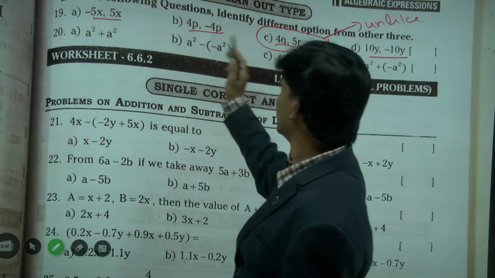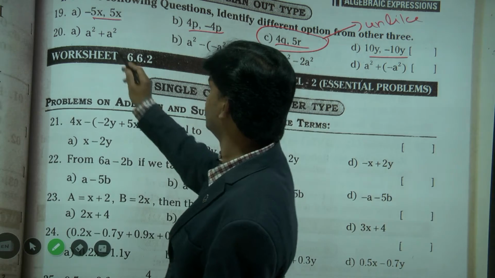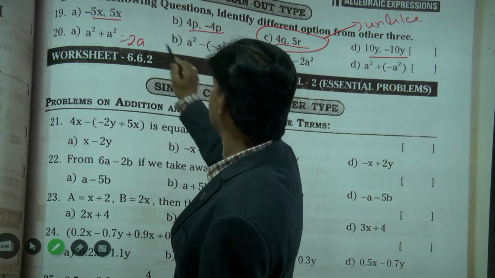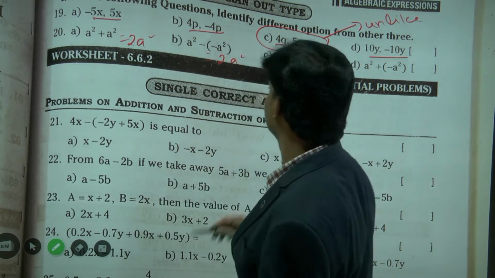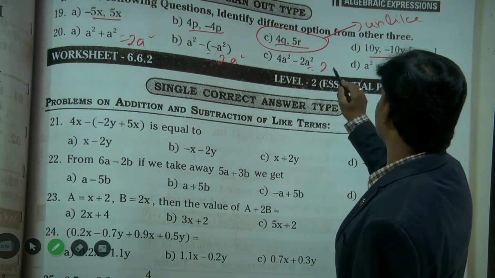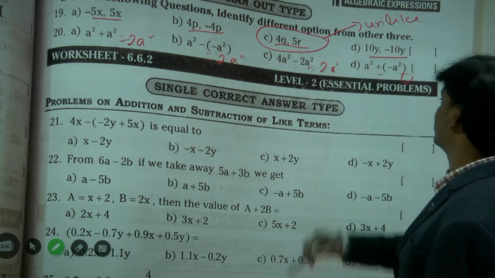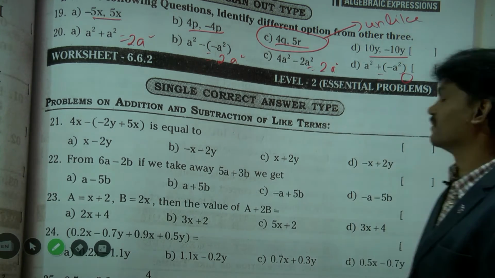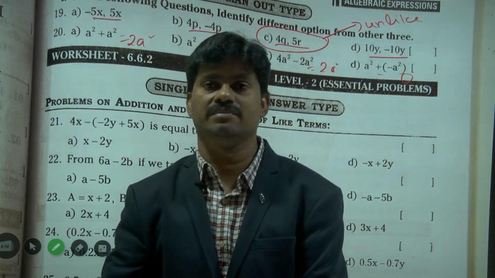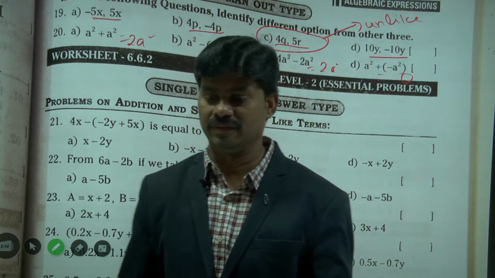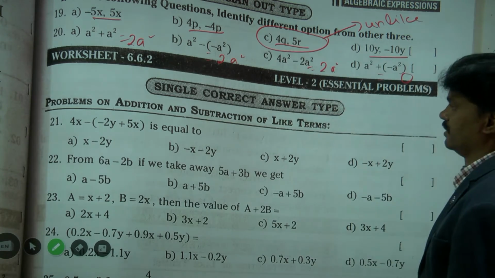These two are like terms. The same here, we get 2a square. Here also you will get 2a square because minus and minus is plus. Here you will get 2a square, but here you will get 0, right? A square minus a square, plus into minus is minus, you will get 0. Okay? The next one.